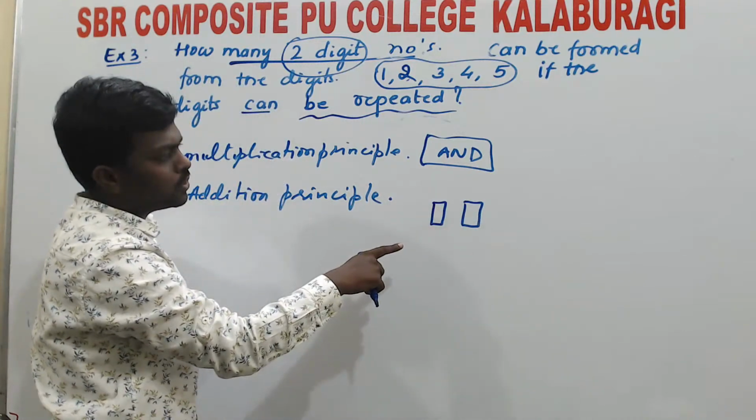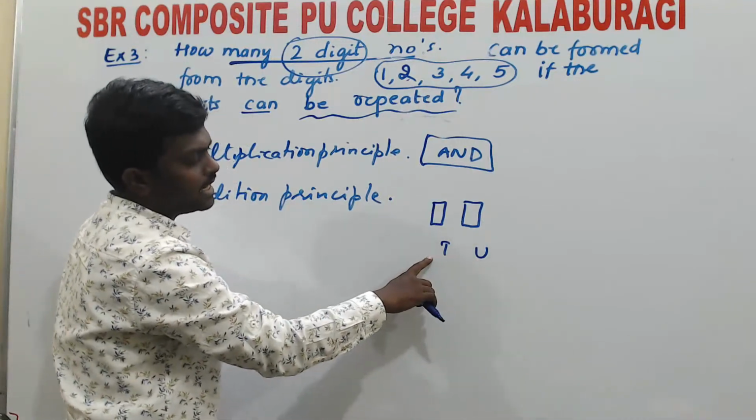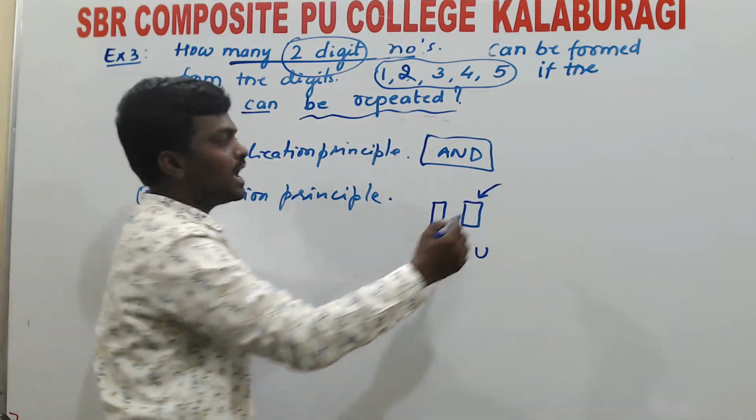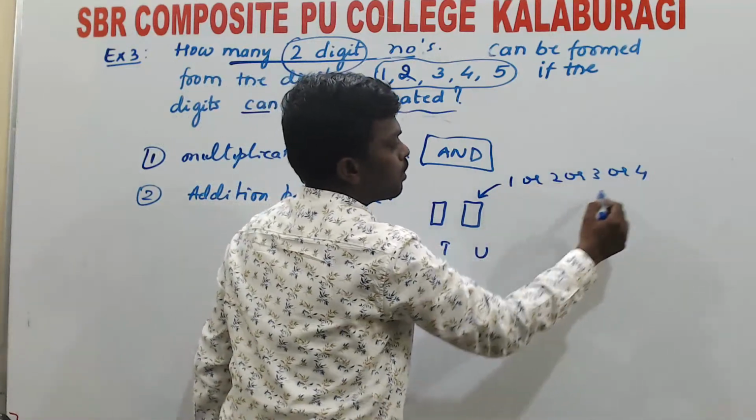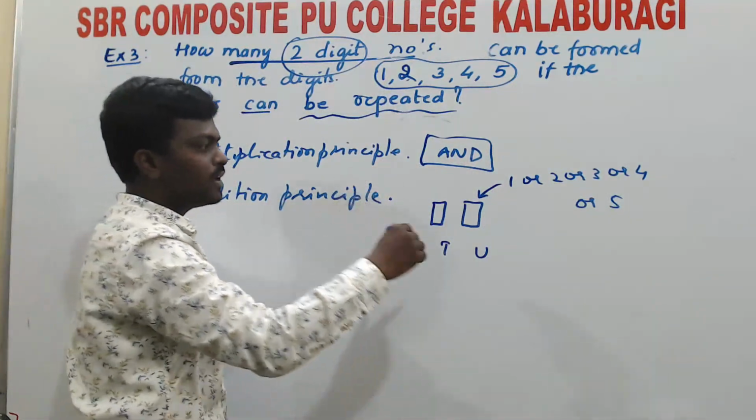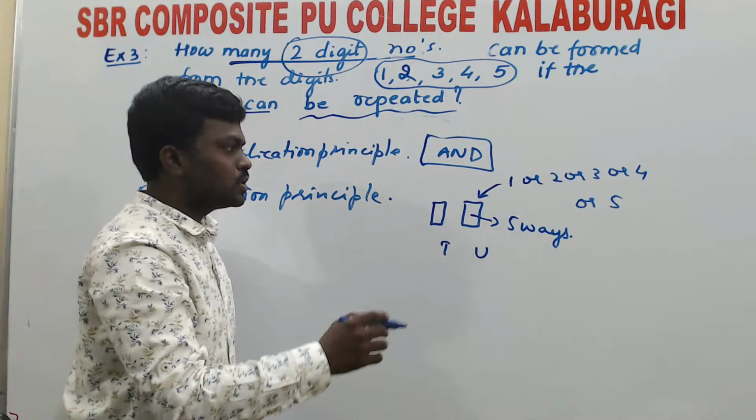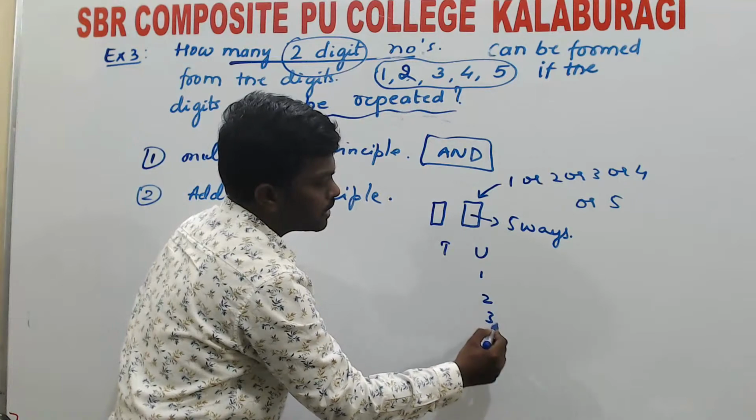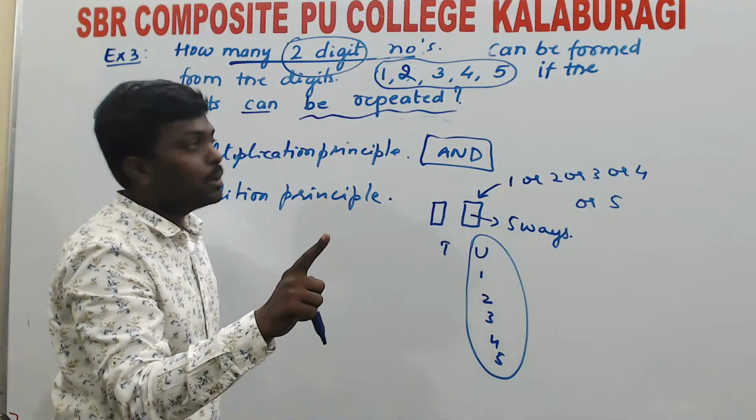To form this two-digit number, first we have to fill the units place and then the tens place. To fill the units place, how many options do we have? 1 or 2 or 3 or 4 or 5. So how many ways do we have? 5 ways here, right? Now let's suppose you have written 1 or 2 or 3 or 4 or 5. It means it's only a single digit, right? But what is the question?